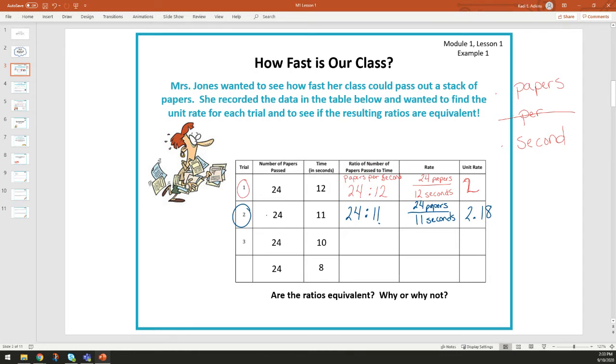So we can see that we're getting a little bit faster. Our time is going down that it takes us to pass out our papers from our first to our second trial, and we're able to pass out a little bit more papers per second.